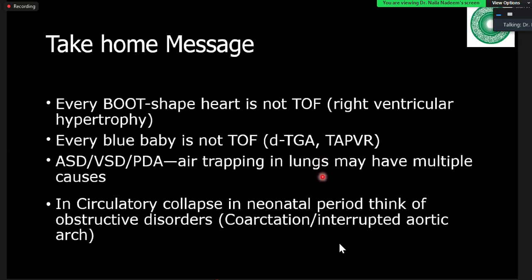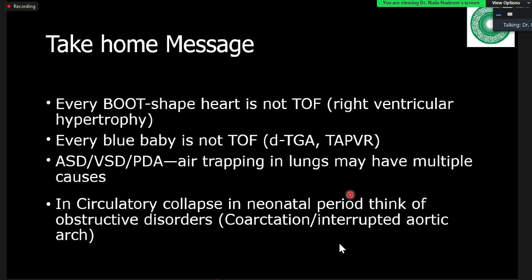So, my take home message is every boot-shaped heart is not tetralogy. It means right ventricular hypertrophy. Every blue baby is not tetralogy. Immediately when babies present with severe cyanosis after birth, it is either DTGA or total anomalous pulmonary venous return without a shunt. Both are not compatible with life.